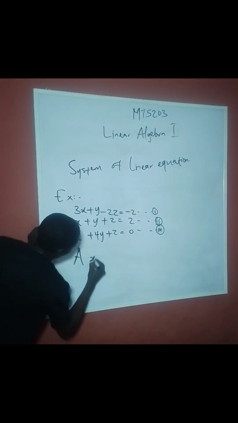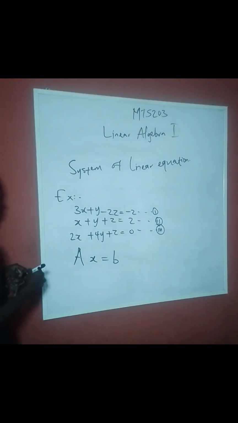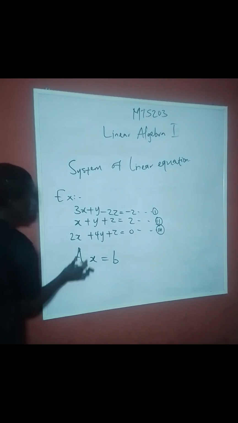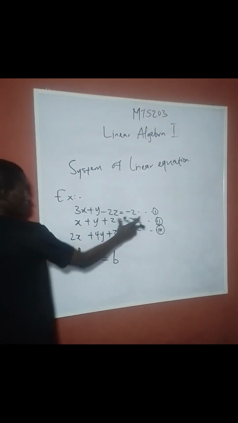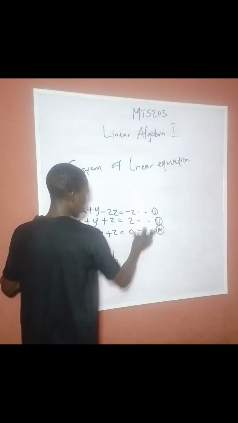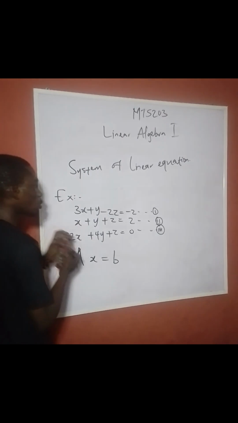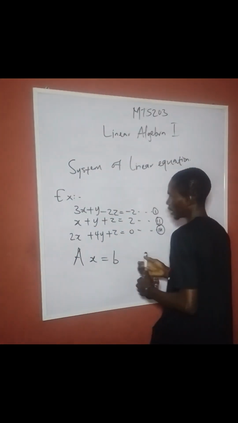Ax equals b, where A is the coefficient of my unknowns, my variables, x stands for the variables I have, and b stands for the results of the system. So I want to use the simple elimination method to solve this. And how do I go about that?